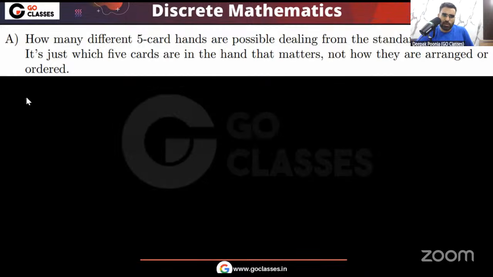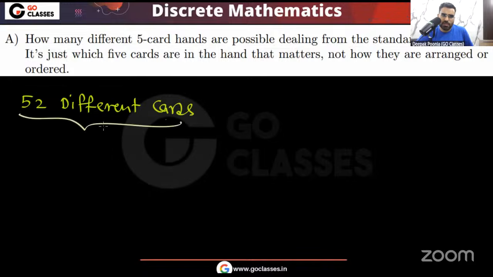Very simple point: we have a total of 52 different cards, and from these cards we want to choose 5 different cards.